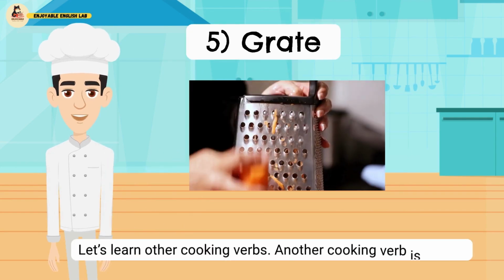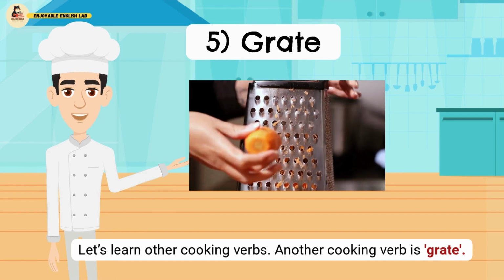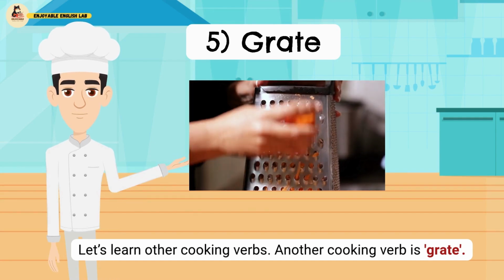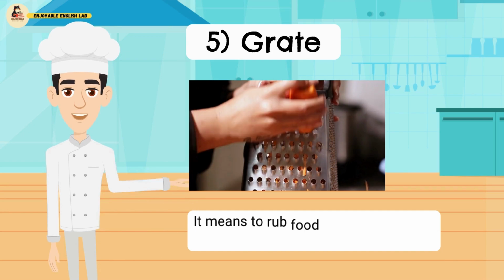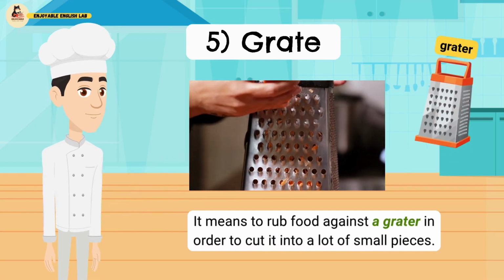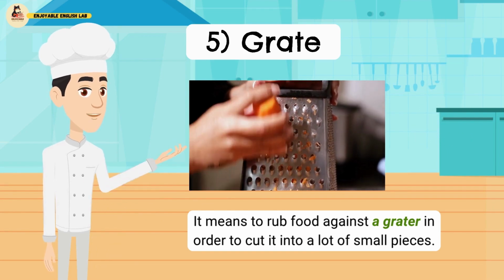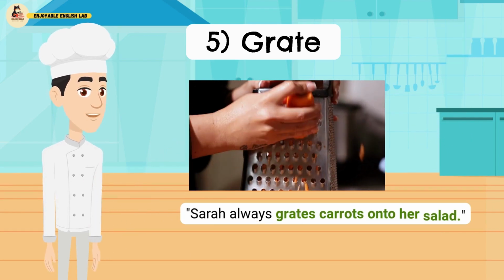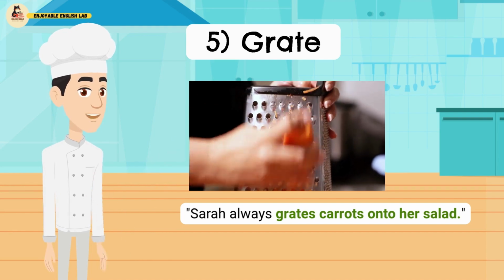Let's learn other cooking verbs. Another cooking verb is grate. It means to rub food against a grater in order to cut it into a lot of small pieces. For example, Sarah always grates carrots onto her salad.